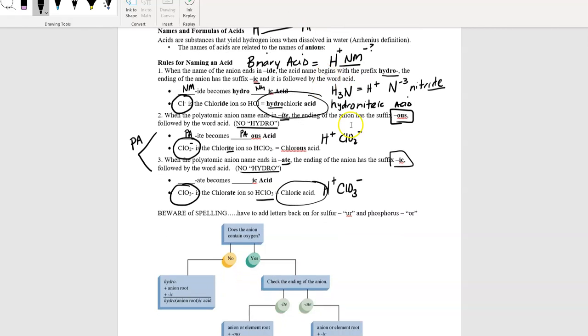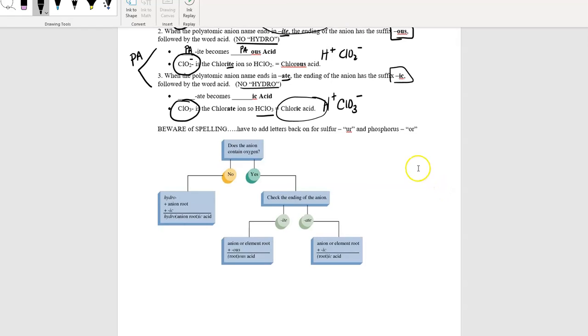Before I do some examples with you, I have this little flow chart to help you. The first question to ask yourself is, do you have an anion, a negative ion, that has oxygen? More specifically, do you have a polyatomic? Sorry, I didn't mean to write the word oxygen, but that oxyanion. Do you have a polyatomic that has oxygen?